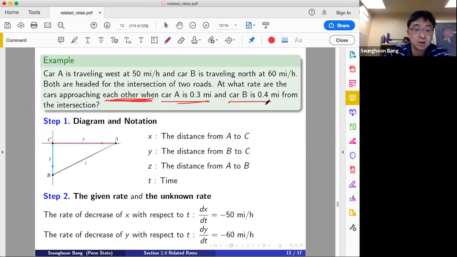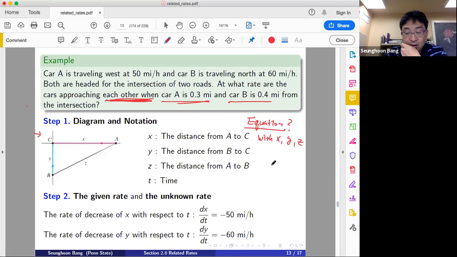The next step is to find the equation that relates x, y, and z. Going back to the diagram, you need to find an equation with x, y, z. What's the equation? Do you know the equation? Could you write your equation on the chatting board, please? What's the equation with x, y, z?